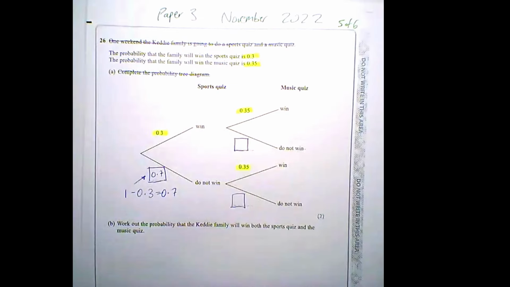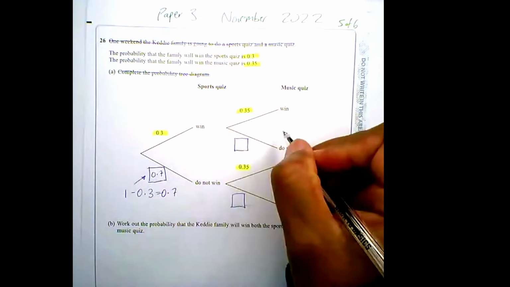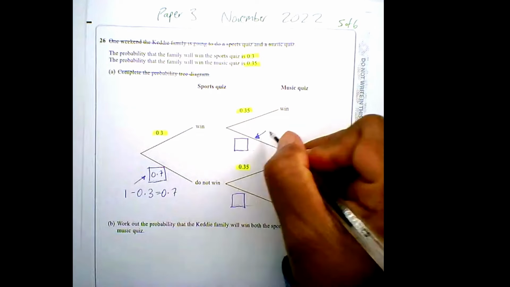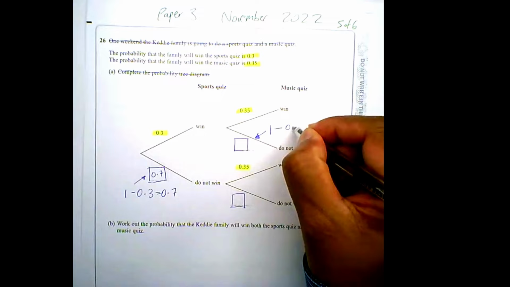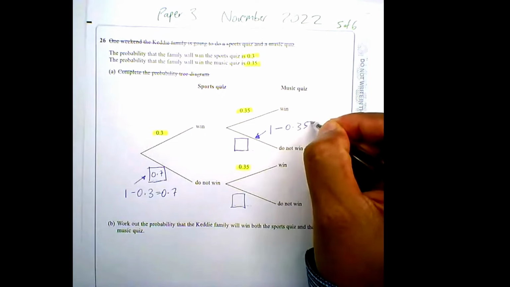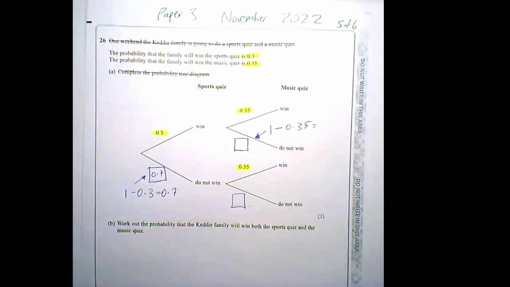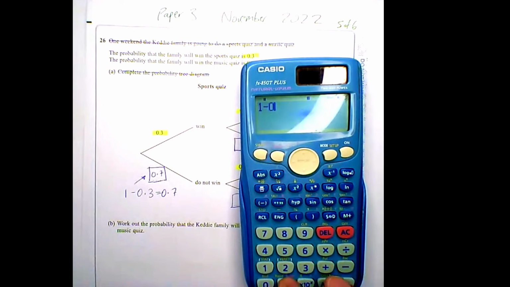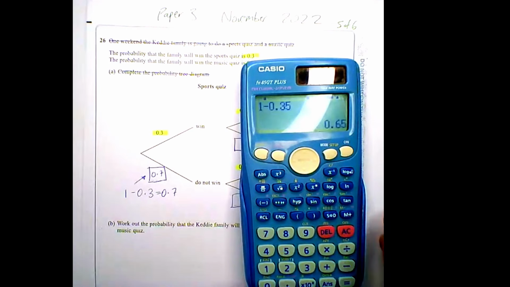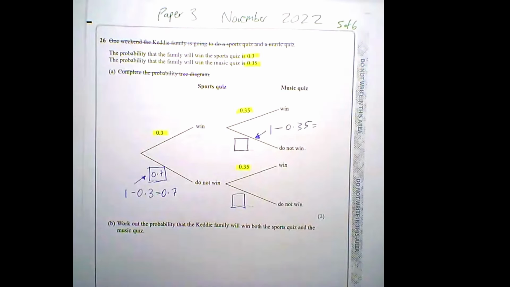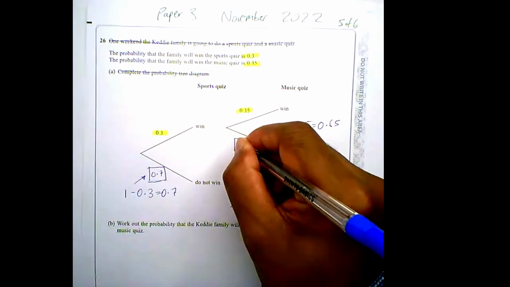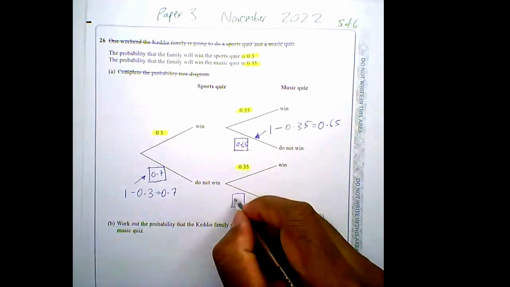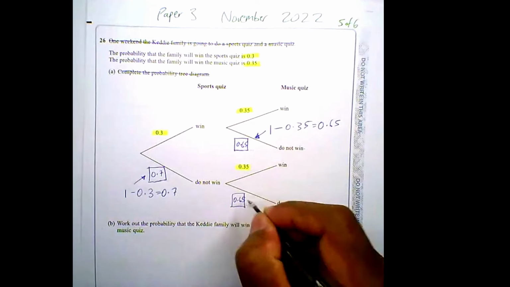And now we can do the same thing here. This probability becomes, all probabilities add up to 1. So these two make 1. Take away 0.35 gives me 0.65. And so this goes here. And it also goes in here, 0.65.